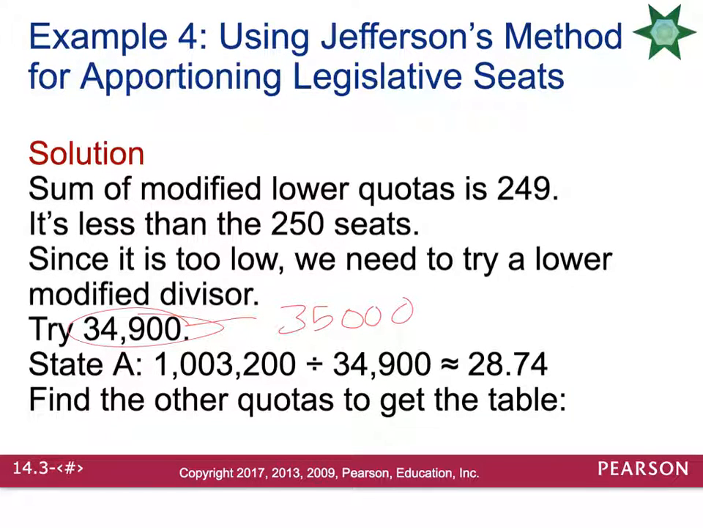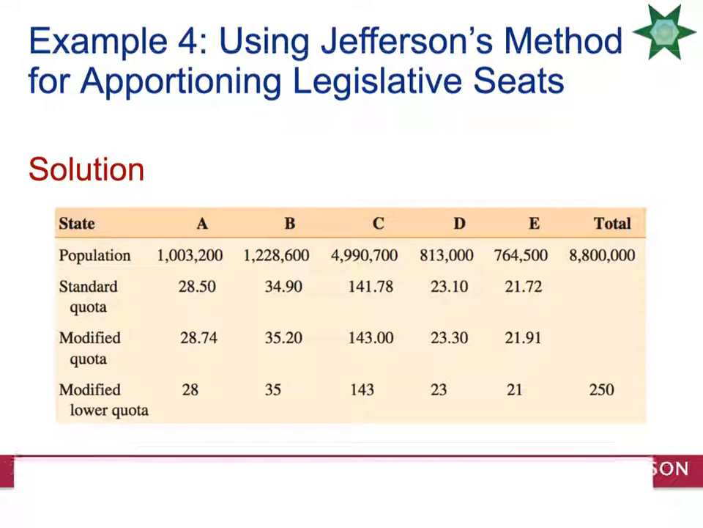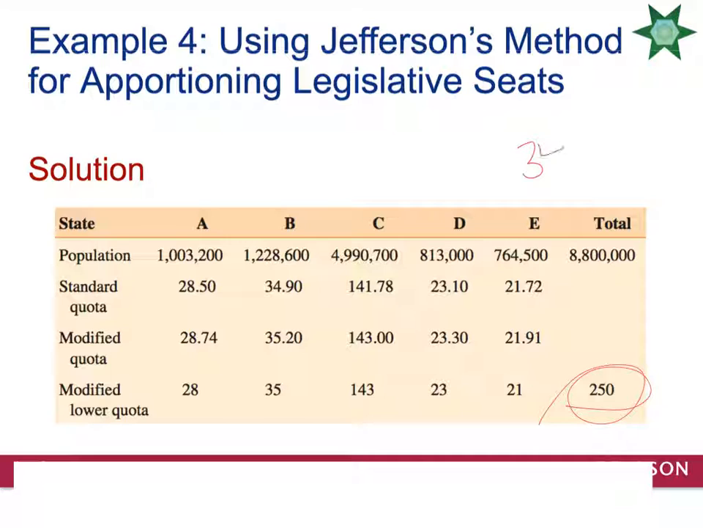I'm going to try 34,900, and I'm going to go through and take each population divided by that amount. This time, when I divided, I got 28, 35, 40, 143, 23, 21. And notice that this time when I added it up, it did add up to 250. Now, did I have to pick the modified divisor 34,900? No. Could I have picked 34,800? Possibly. You have to run through the experiment and see if when you add it up, it adds up to 250. So this is going to tell you how many representatives each state gets based on Jefferson's method.